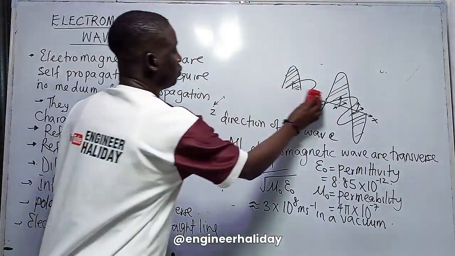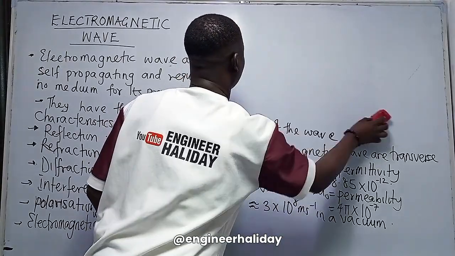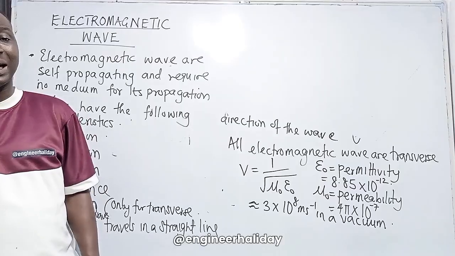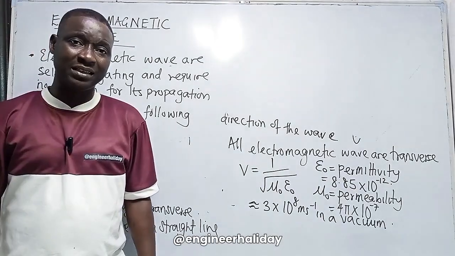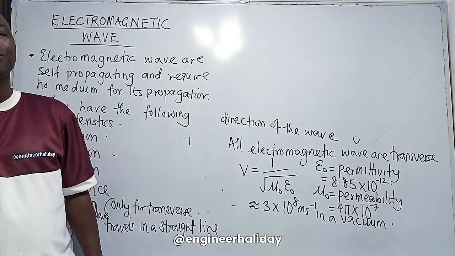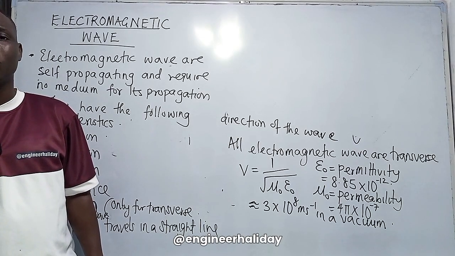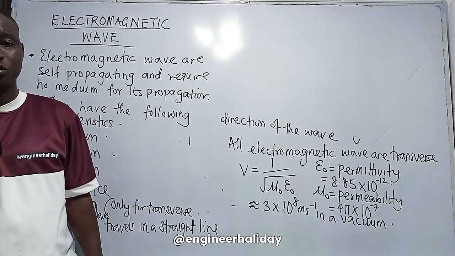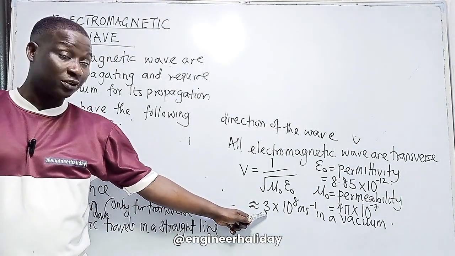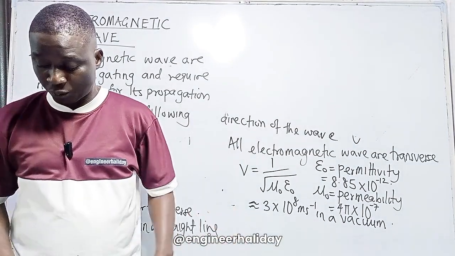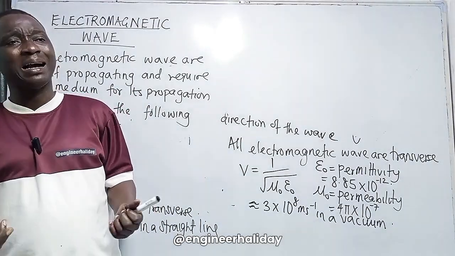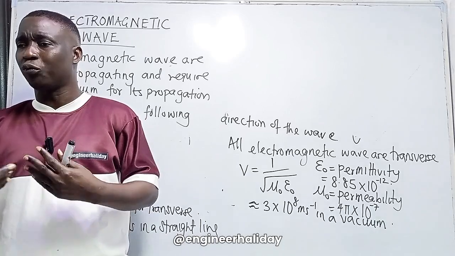Now, if you have agreed to all those things that we've talked about, another thing you must note that is very important is that they also have the ability to pass through a vacuum. When they pass through a vacuum, we say they have this particular speed of light.